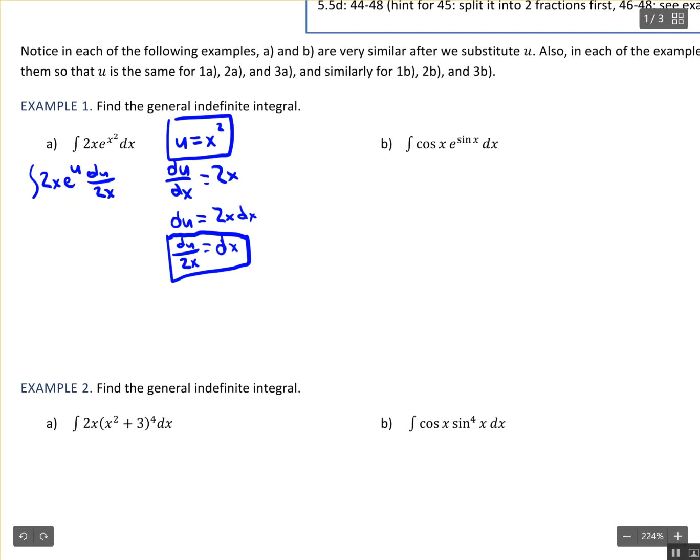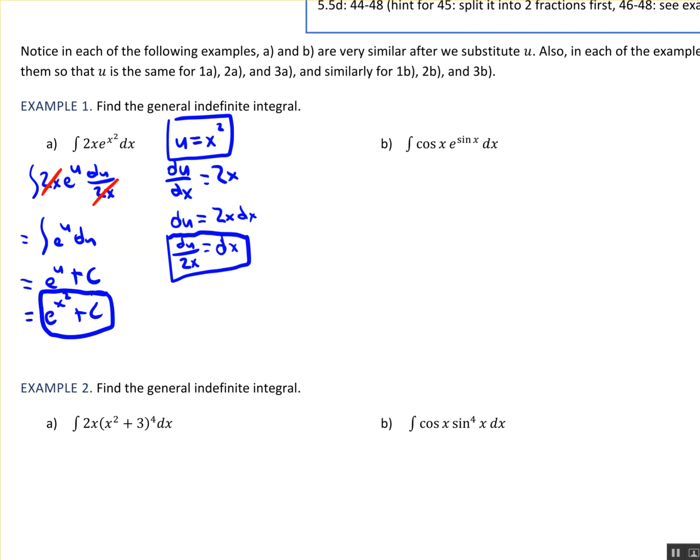Well, notice something nice happens here. 2x and 2x cancel, and so I get the integral of e to the u du. Oh, well, that's what we wanted. What's the antiderivative of e to the u? It's e to the u plus c. Finally, we substitute back in. If u equals x squared, we're going to have e to the x squared plus c, and that is our answer for this one. All right, so let's look at this one over here.